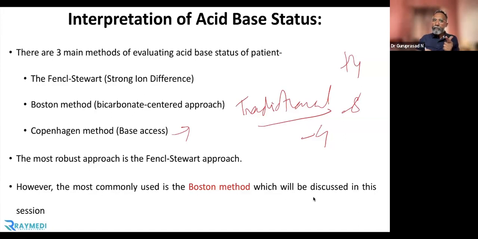With the PaCO2 at 40. So it is calculated at the level of 40, and the hemoglobin to be around 5 gram %. That is how the Copenhagen method is done.